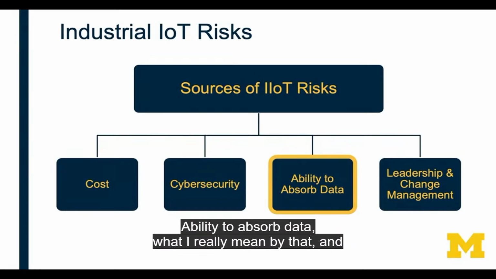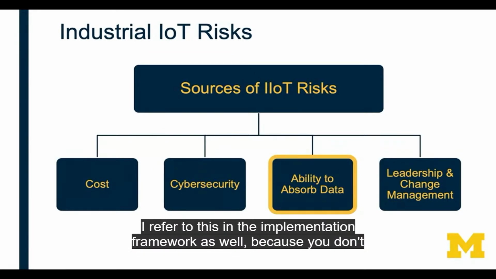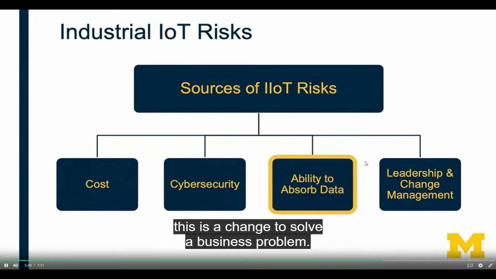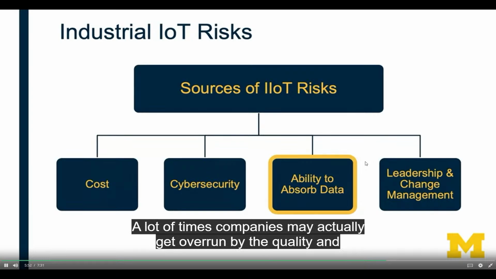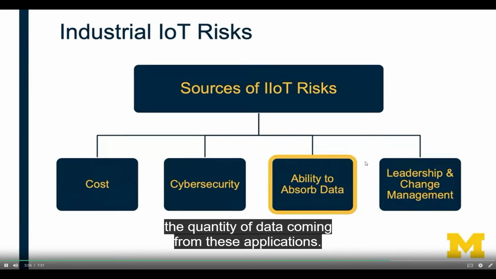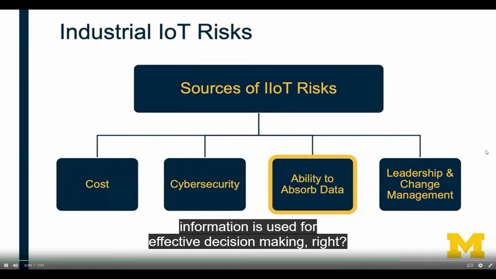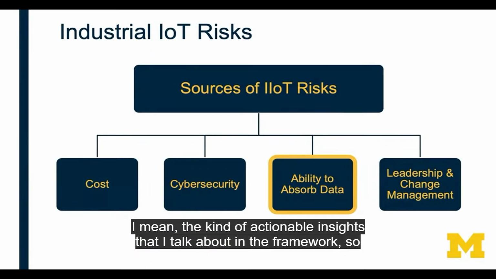Ability to absorb it. What I really mean by that, and I refer to this in the implementation framework as well, is that companies need to recognize this is not a technology change. This is a social and behavioral change as well. And this is a change to solve a business problem. A lot of times companies may get overwhelmed by the quality and quantity of data coming from these applications, but they may fall short in how that data or information is used for effective decision making, the actionable insights that I talk about in the framework. So that is missing.